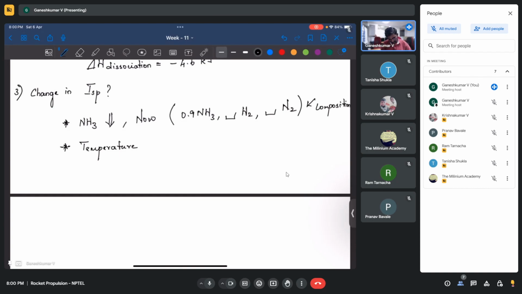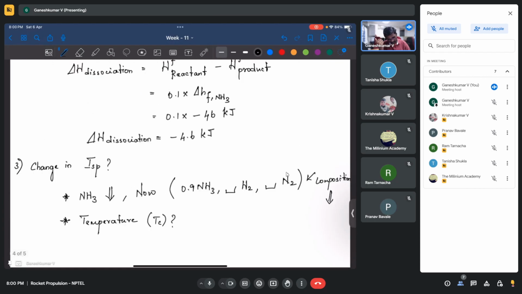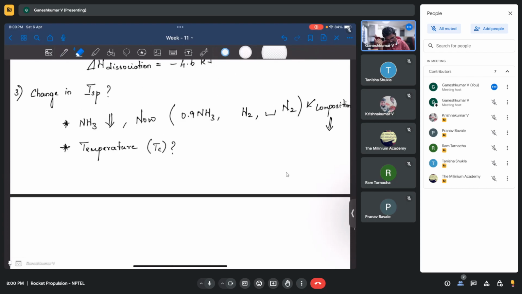So these are the two things: one is temperature, another is composition. Two things are going to affect your ISP. Having understood that, if we want to know the ISP, we need to know the temperature. So now how do we calculate that temperature? Composition is already known. We already found out it's going to be 0.9, and 0.3 by 2 and 0.1 by 2, which is something like 0.15 and 0.05. Correct?